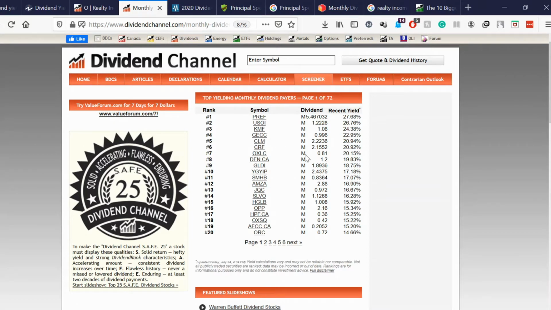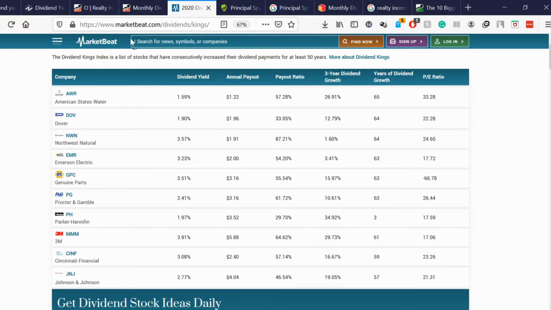Do your research. But yeah, the higher the yield, you really need to be cautious because it doesn't mean that it's guaranteed. A company can cut their dividend at any time, and you never know if they're going to bring it back up. They could just drop it and leave it as is. So you really need to do your research. And I don't want this video to get too long because I know it can get long. So I'm going to end it with this.